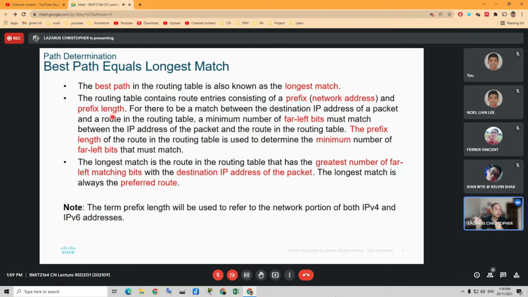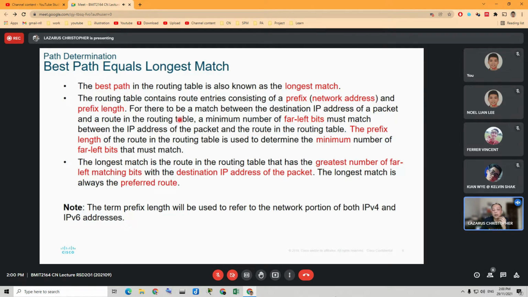That decimal number converted to binary means we can say how many bits belong to the network portion. The network portion bits are the ones that are going to be compared, between the network that the router already extracted using the logical AND, and the network address that is stored inside the routing table. So you can see here, the routing table contains route entries consisting of prefix, network address, and prefix length. The prefix length just tells us how many bits the network address part is.